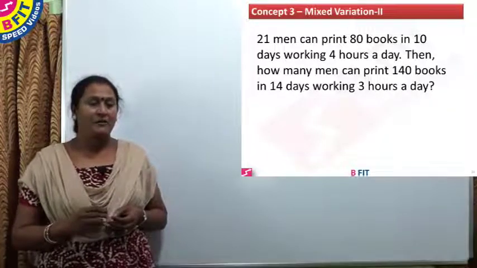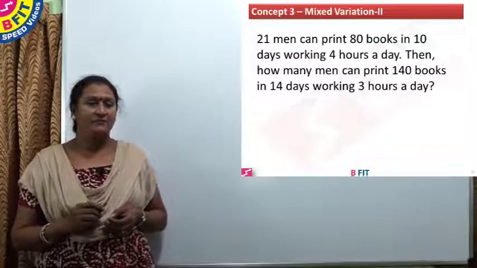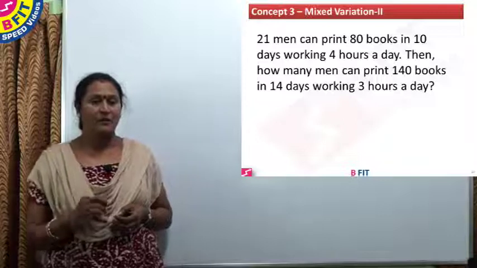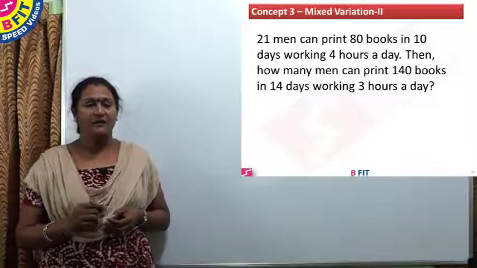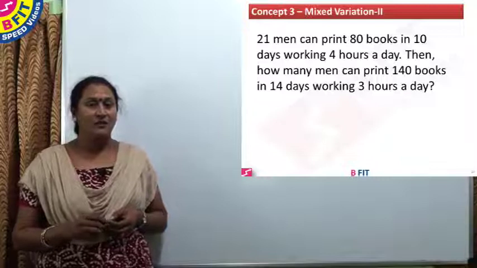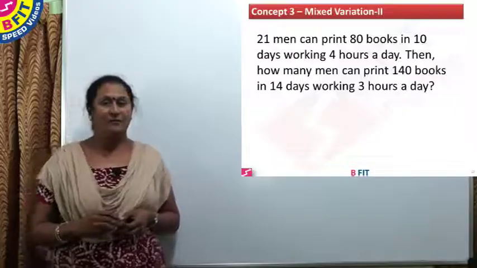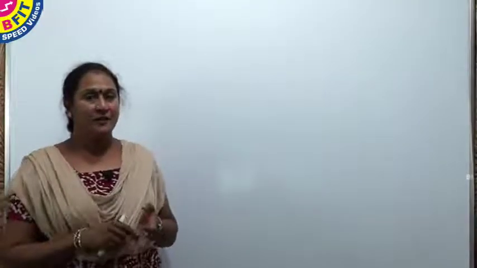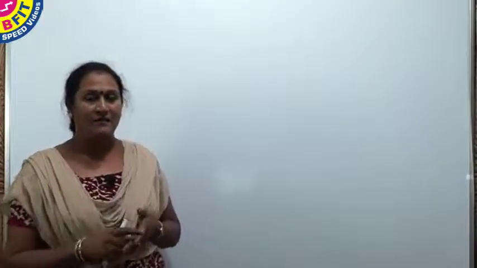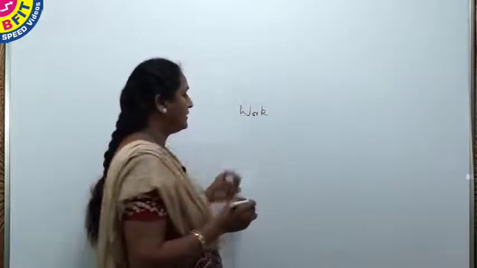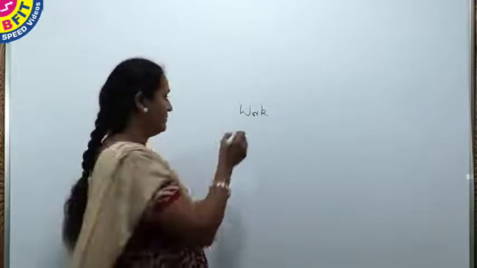21 men can print 80 books in 10 days working 4 hours a day. Then how many men can print 140 books in 14 days working 3 hours a day? So in this question you have more than 3 variables. So we'll see the working now. You have the variables work, men, days and hours. So here we are asked to find the number of men. Work here is the printing of books.